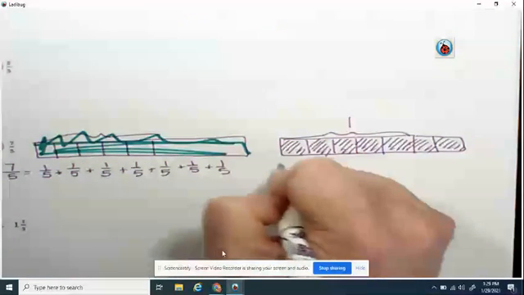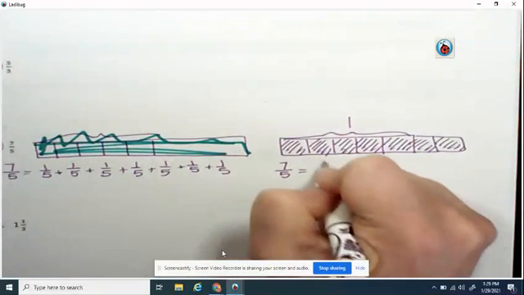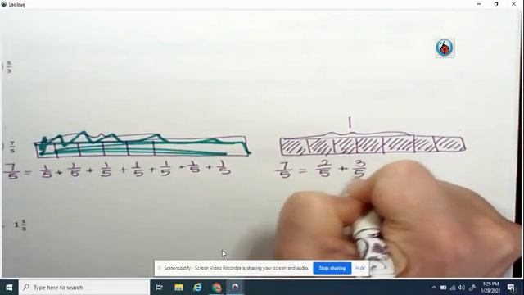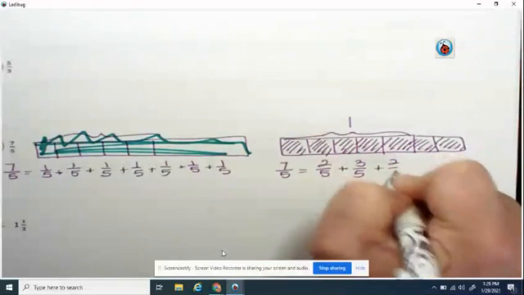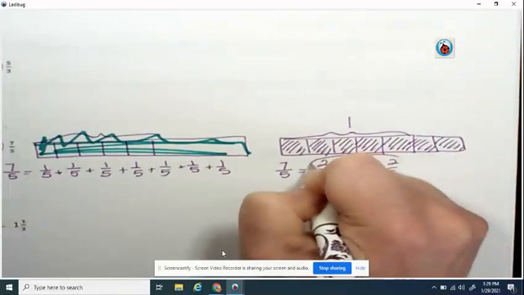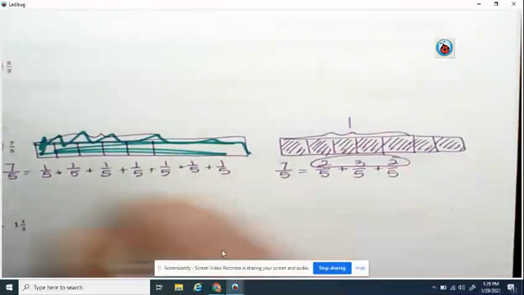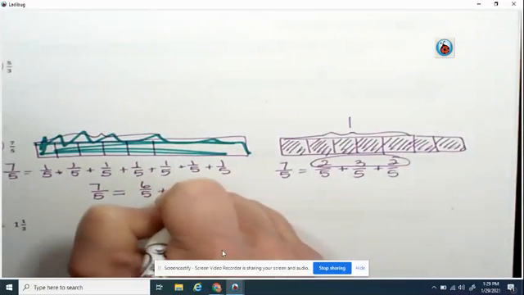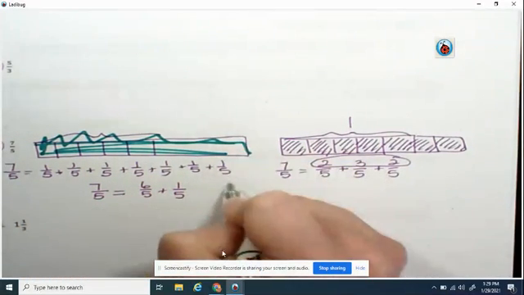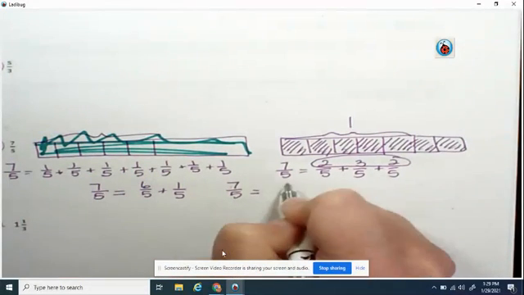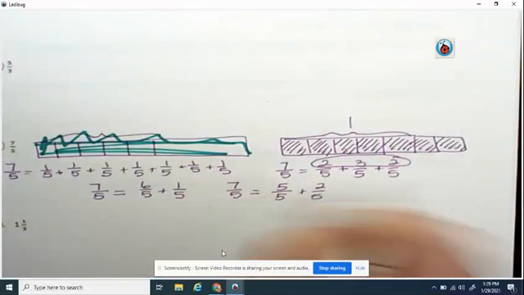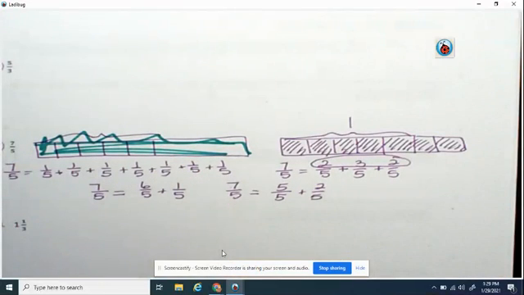Another way I could do it is 7/5 is equal to 2/5 plus 3/5, that's 5, plus 2/5. Anything where my numerators add up to equal 7. 7/5 is equal to, we could do 6/5 plus 1/5. 7/5 is equal to 5/5 plus 2/5. There's a lot of different ways I could add up to make 7. Any of those work.